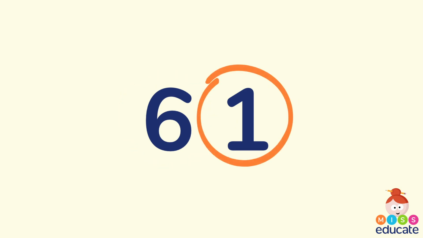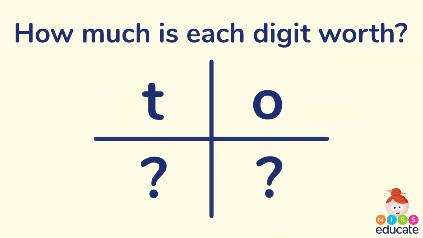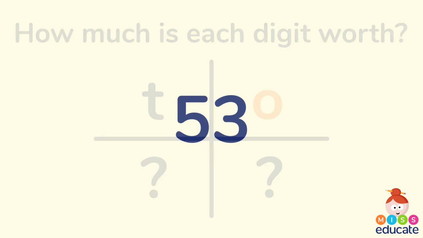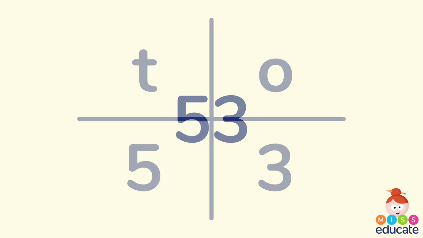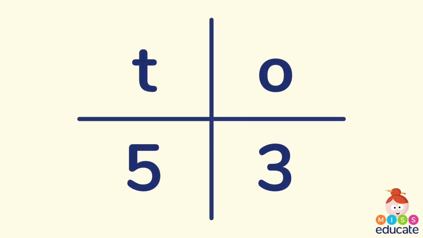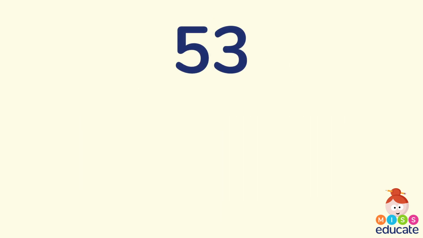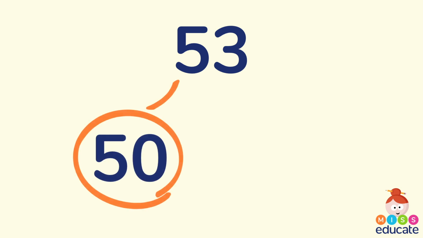How much is each digit worth in a two-digit number? Here we can see our place value chart. We have a tens column and a ones column. Let's take the number 53 and put it into our place value chart. You can see here that the 5 is in the tens column and the ones column has a 3 in it. So that tells us that the 5 is worth 5 lots of 10. What would that be? Let's have a look. The 5 is worth 50 and the 3 is worth 3.